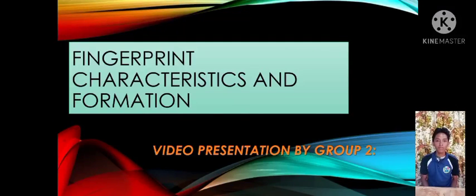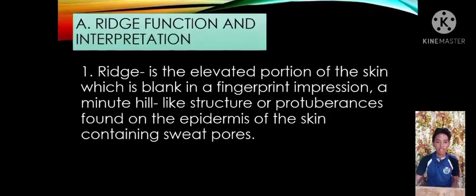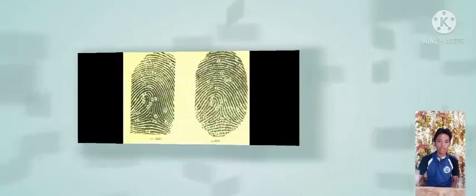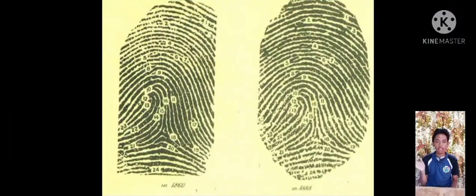This is our report of Group 2, the fingerprint characteristic and formation. Number 1. Prints is the elevated portion of the skin which is black in a fingerprint impression. A minute pill-like structure or protuberances found in the epidermis of the skin containing sweat pores. So, this is the prints. Na nakita na ninyo sa itsura sa prints.